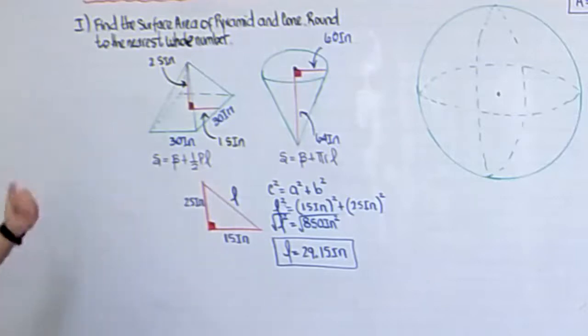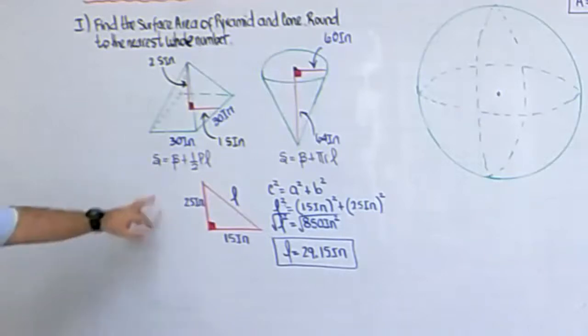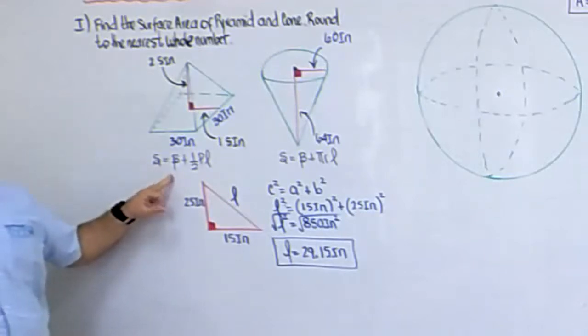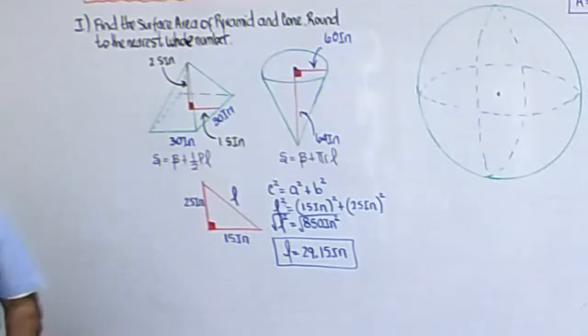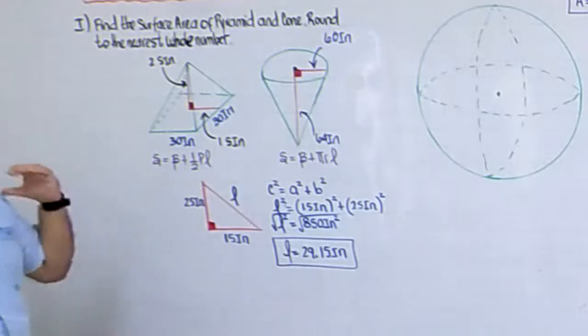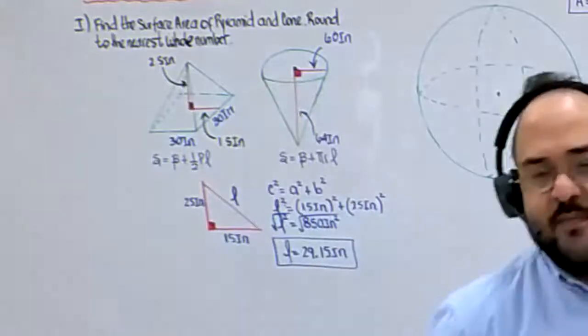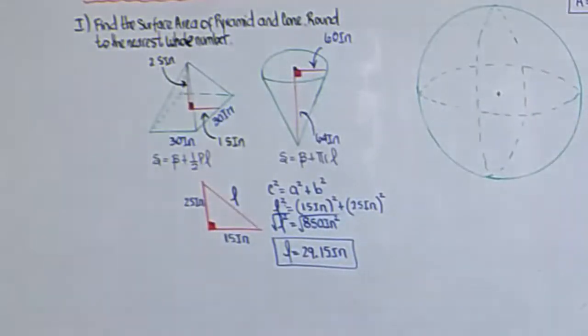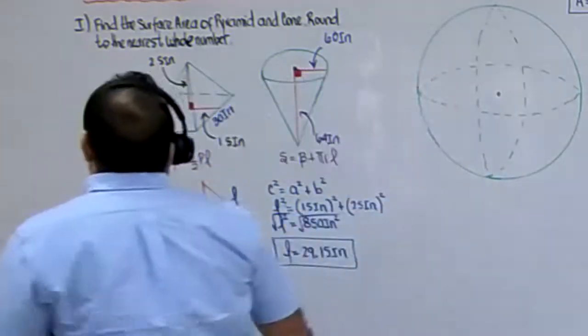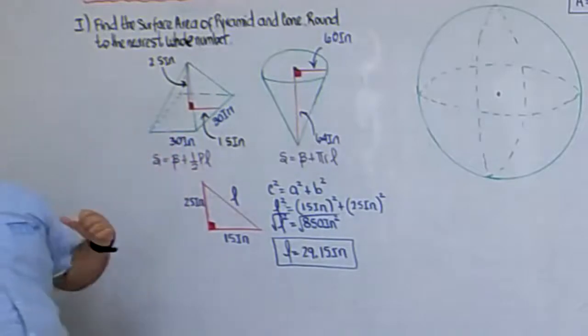What will be the next step? Because we already have the value of the slant height, we have to look for the value of beta and the value of the perimeter. Remember, beta represents the area of the base. Okay, guys, I have a question for you. What will be the shape of the base of this pyramid? What is the base of the pyramid? It will be a square. It's easy to identify because the base and height have the same value.